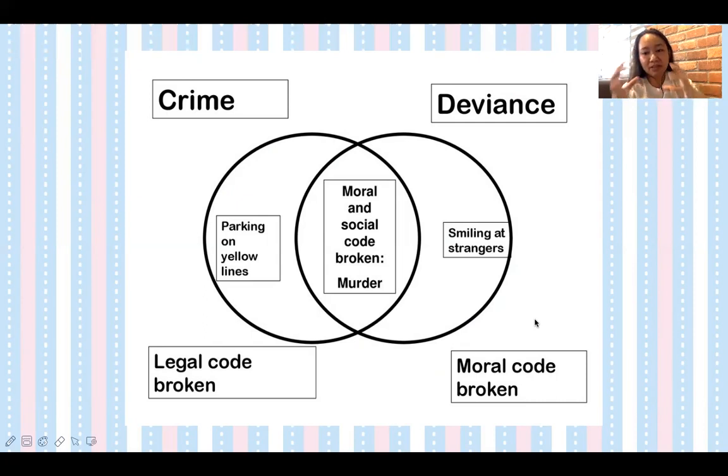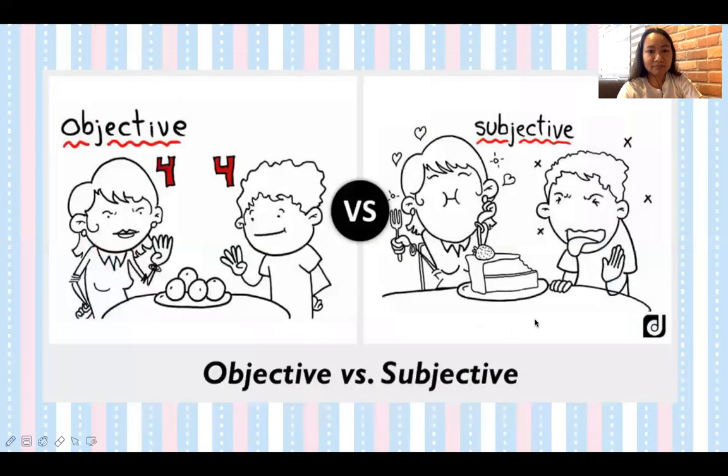But if it's the moral code that has been broken, like in the given example here, you can be labeled as deviant, but it's not necessarily that you are committing a crime, because there is no law punishing your action. Okay.